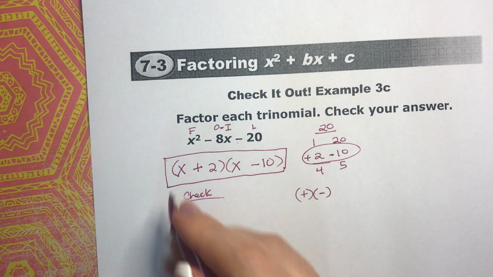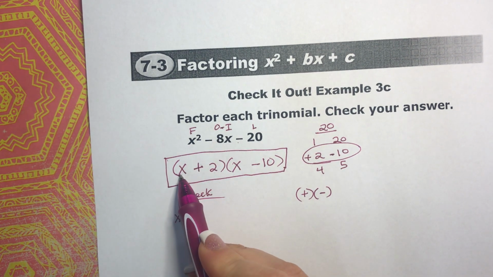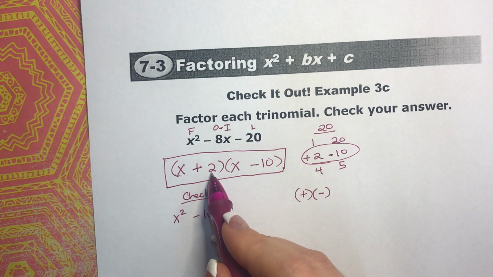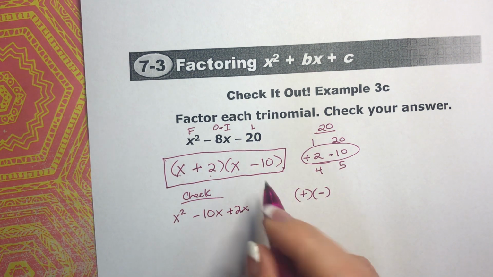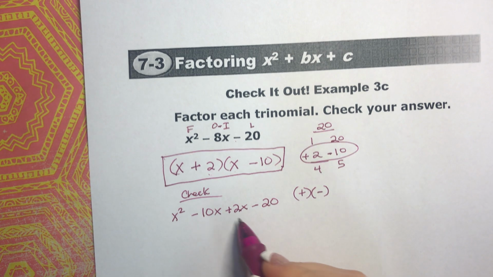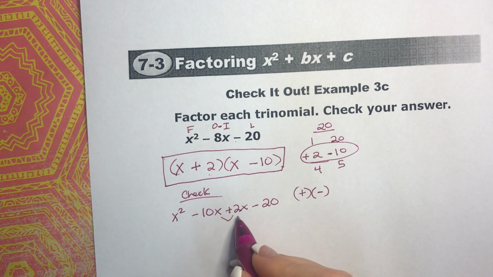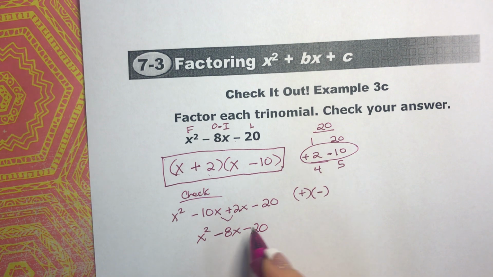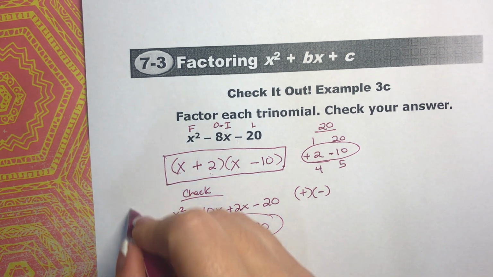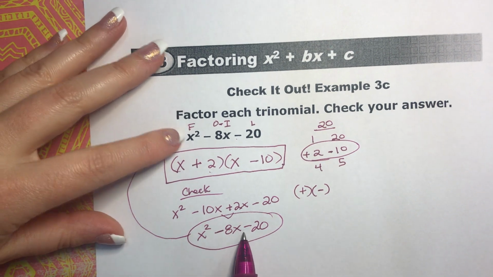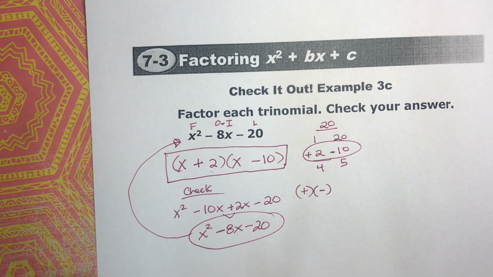So we have x times x, which is x squared. We have our outside, x times negative 10, which is negative 10x. Our inside, 2 times x, which is positive 2x, and then 2 times negative 10, which is negative 20. Then we just need to combine like terms there. Negative 10x plus 2x is a negative 8x. Let's check it. We have x squared minus 8x minus 20, so we got it.